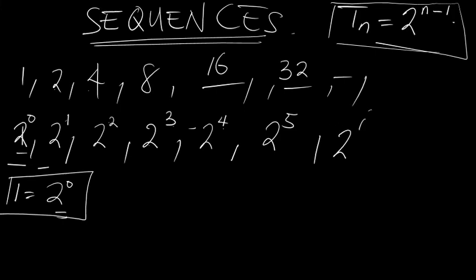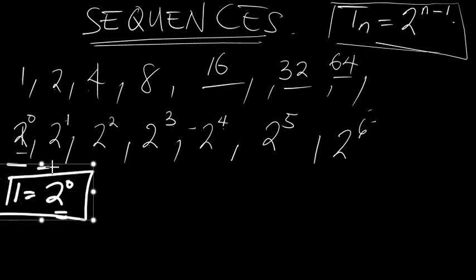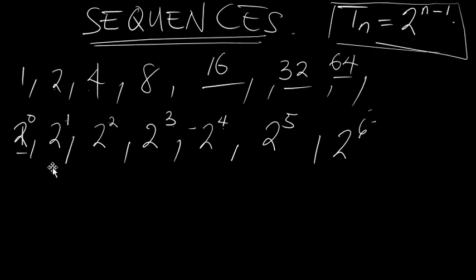2 raised to power 6 will give us what? 64. So then if you look at this, this is the pattern of this particular list of numbers. So that is how you can get the next three terms.